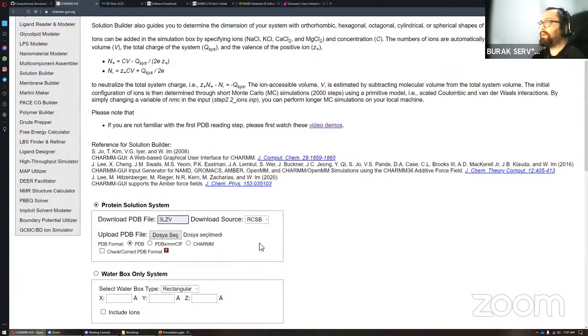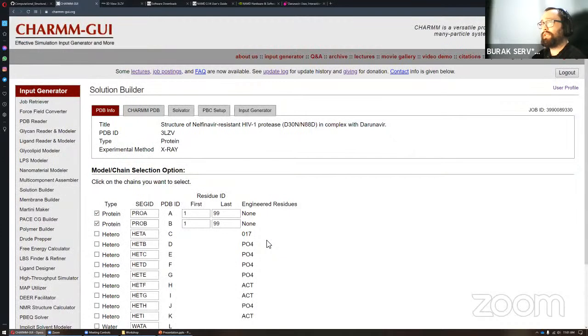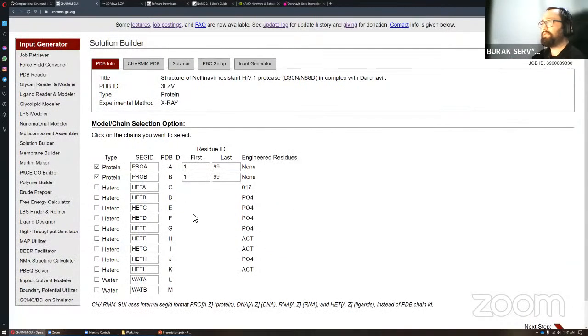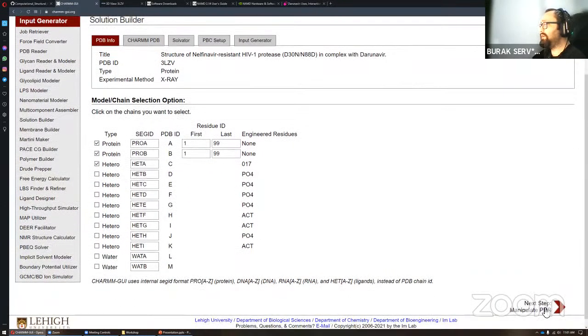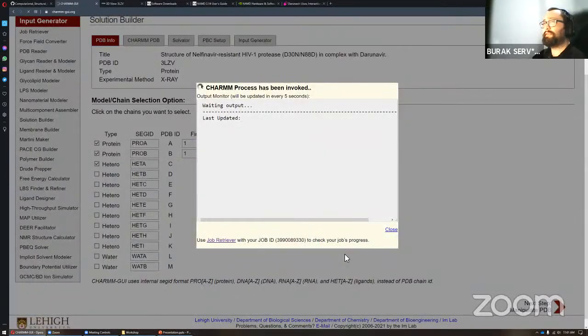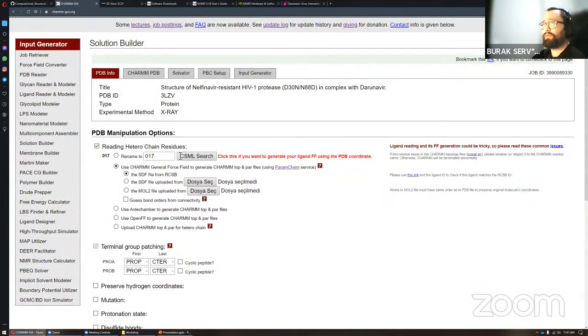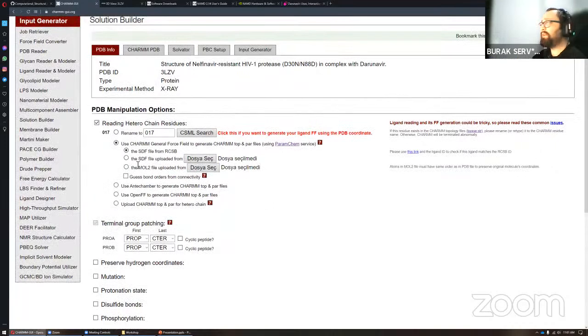Now we're going to prepare our Holo simulation. Now we should select this part. And again, we will not select the other parts. And this is our PDB manipulation options. Now you can see we have other options in there because I selected our small molecule. That means we need some parameters or topology files for our structure, for our small molecule.